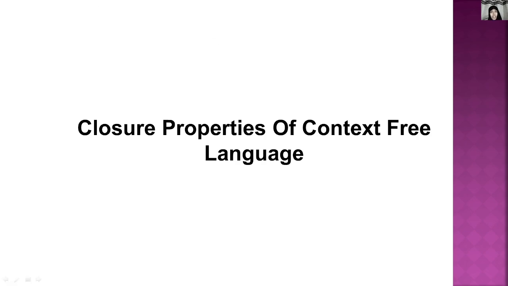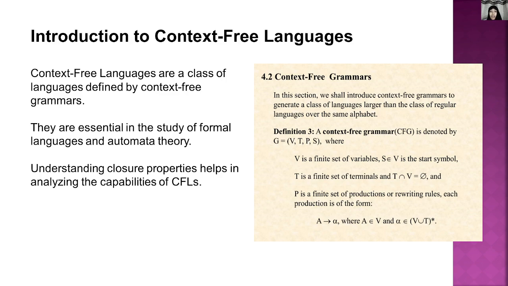The subject to discuss here is theory of computation. The topic here is closure properties of context-free language. So, let us know what is closure property in context-free language. Introduction to context-free language. Context-free languages are a class of languages defined by context-free grammars. They are essential in the study of formal languages and automata theory. Understanding closure properties helps in analyzing the capabilities of context-free languages.